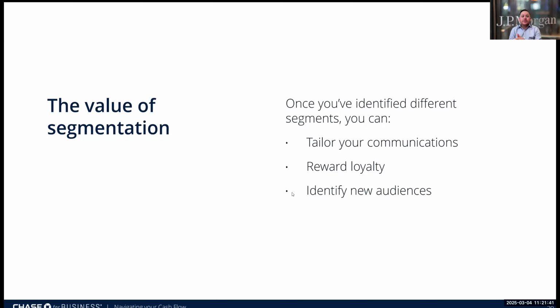Please keep them coming. So now that we talked about separating the four different clients, what's the value? What's the purpose? Like I was mentioning, tailor your communication, reward loyalty, and identify new audiences. Because one of the biggest things that we always say is it is so much harder to onboard a new client than it is to keep an existing one. So those are the ones that you really want to talk about, because if you have your best clients, reward loyalty.